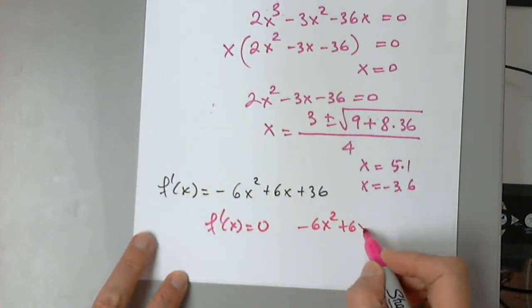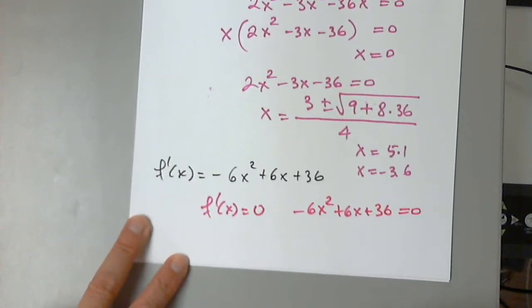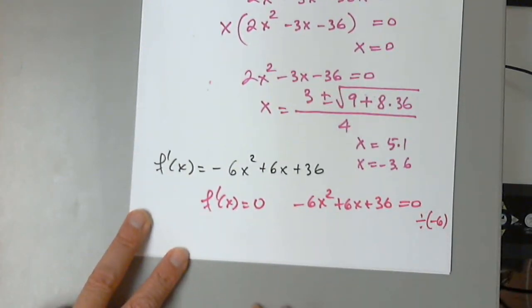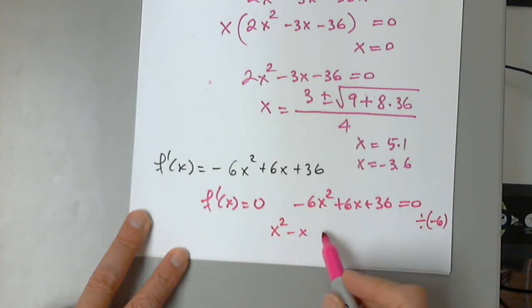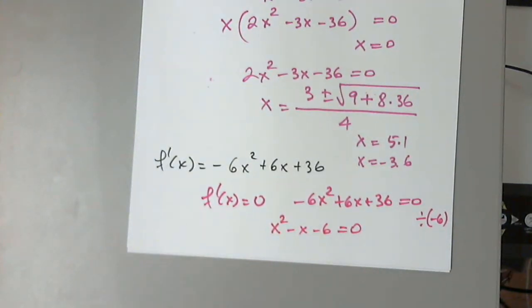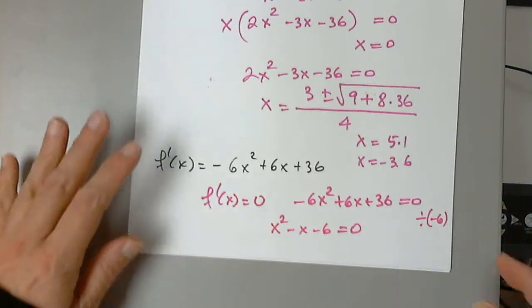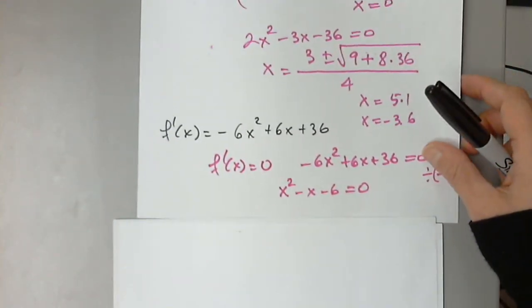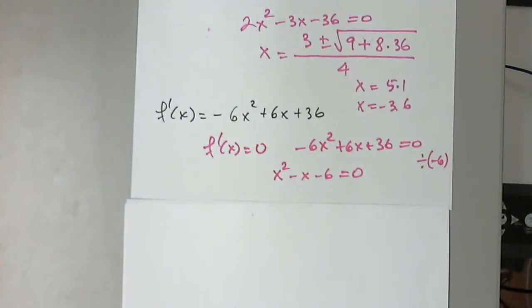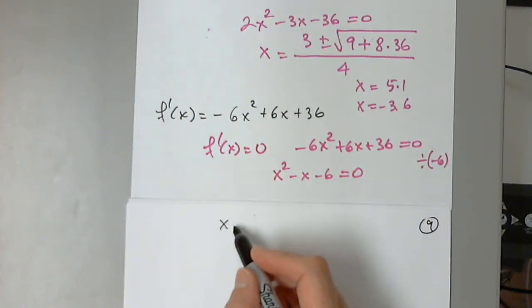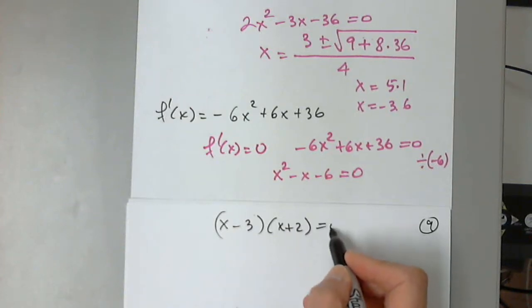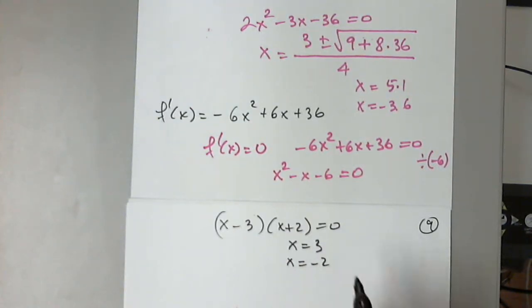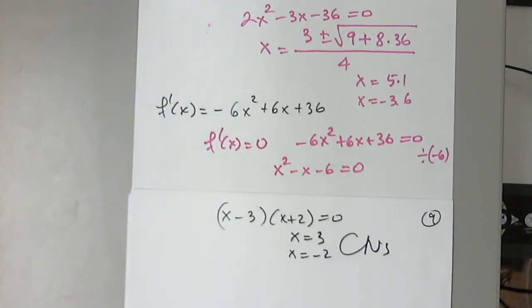Negative 6x squared plus 6x plus 36 equals 0. I will divide both sides by negative 6 and get x squared minus x minus 6 equals 0. I will factor to find the solutions. Any questions so far? So then x minus 3 and x plus 2. So x equals 3 and x equals negative 2 are the critical numbers of this function.